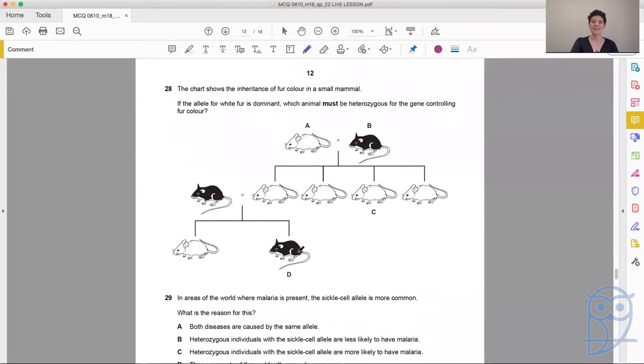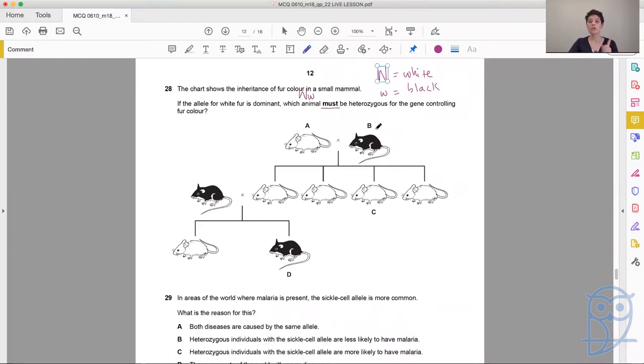Question 28. We have a pedigree diagram. The chart is showing the inheritance of fur color in a small mammal. If the allele for white fur is dominant, so we have W equals white, little w equals black, which animal must be heterozygous for the gene controlling fur color? So we are looking for which one must be big W, little w.